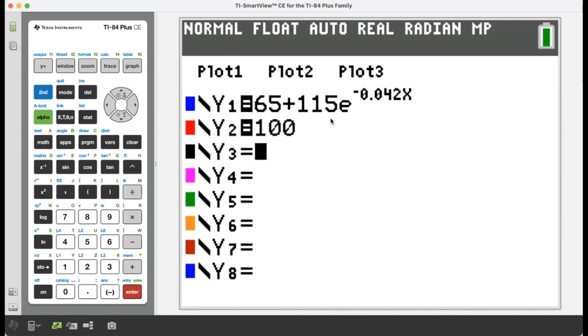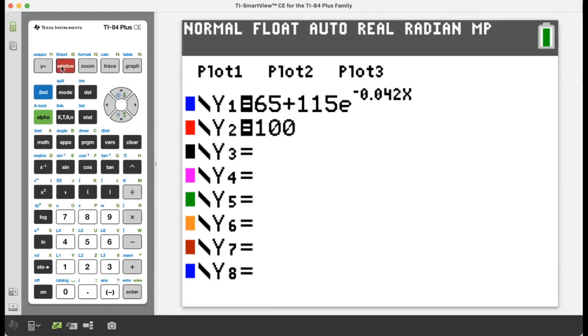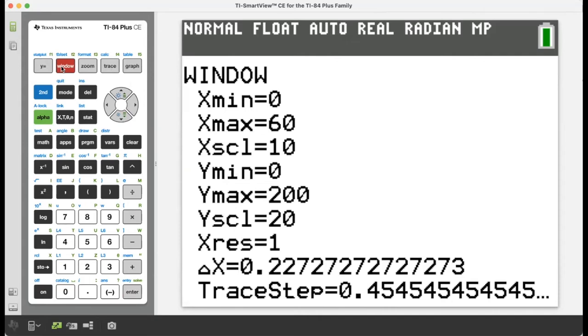Again, before going to the graph, I've already manipulated the window settings. I've set the window to 1 hour, and the scale is 10 on the x-axis. I went as high as 200 Fahrenheit, even though the maximum was 180, so I could see the entire function. And then I go to graph.